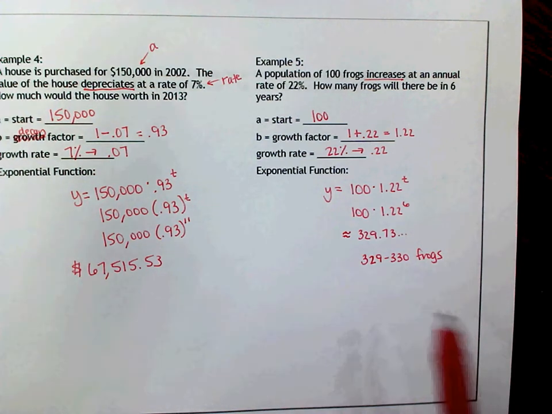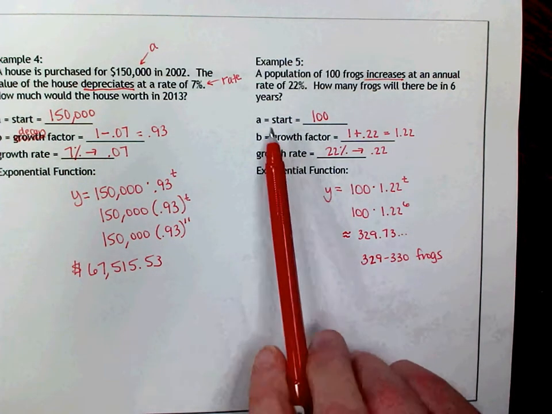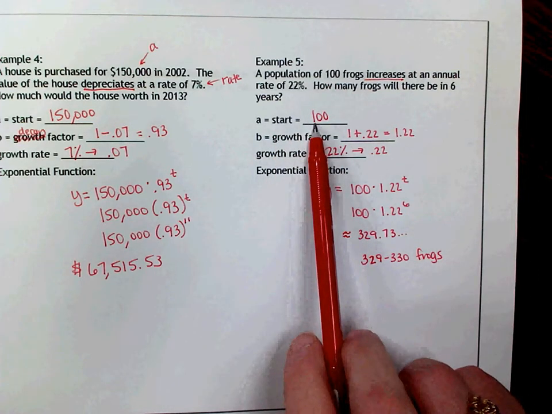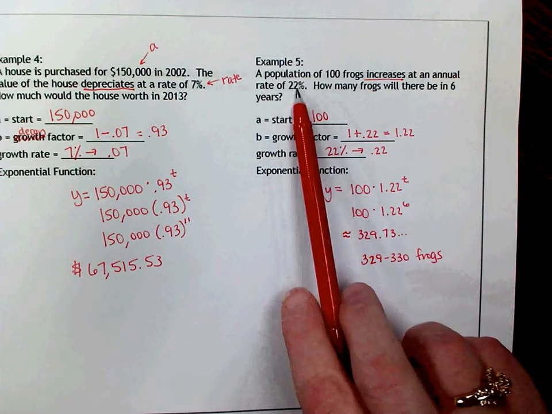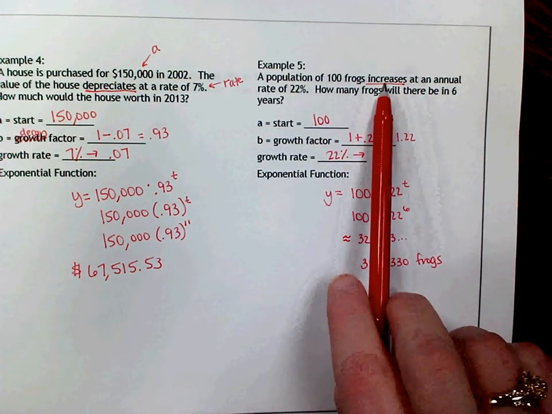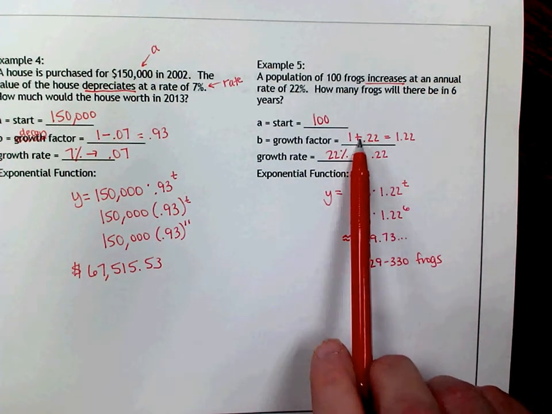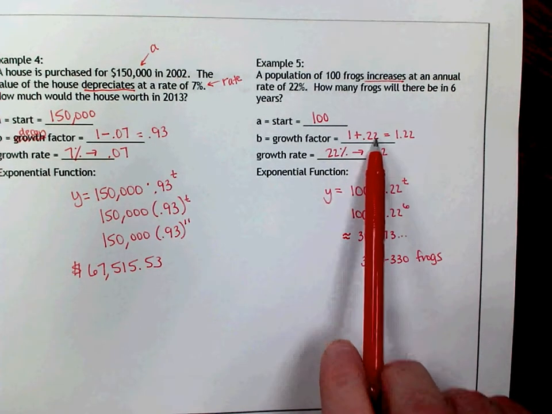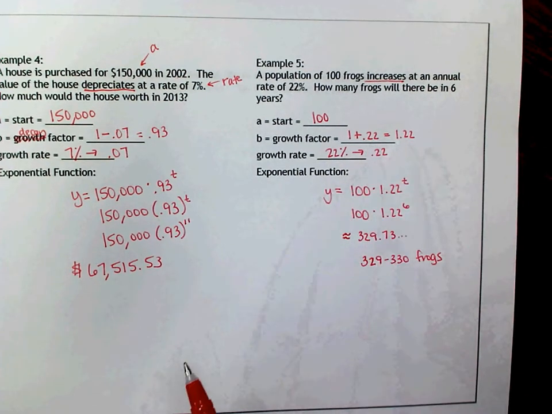Okay, this is what you should have gotten on example 5. The starting number of frogs was 100. Your rate was 22%, which as a decimal is 0.22. It said they were increasing, so you should have a plus right here, 1 plus 0.22. So your growth factor is 1.22.